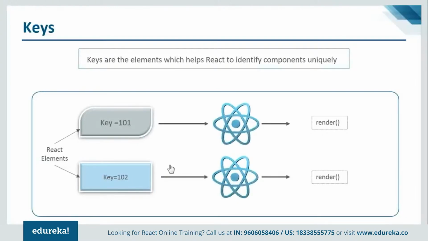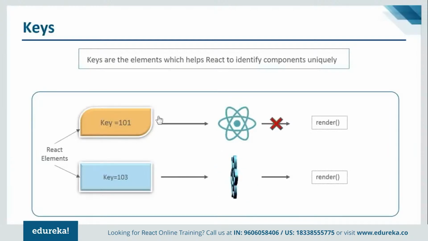Now these are rendered for the first time, so React will render them without any problem. But next time when we try to render them, the component 1's key value is the same, whereas component 2's key value has changed. So now React will render only the second component, not the first one, as the first component's key is the same.